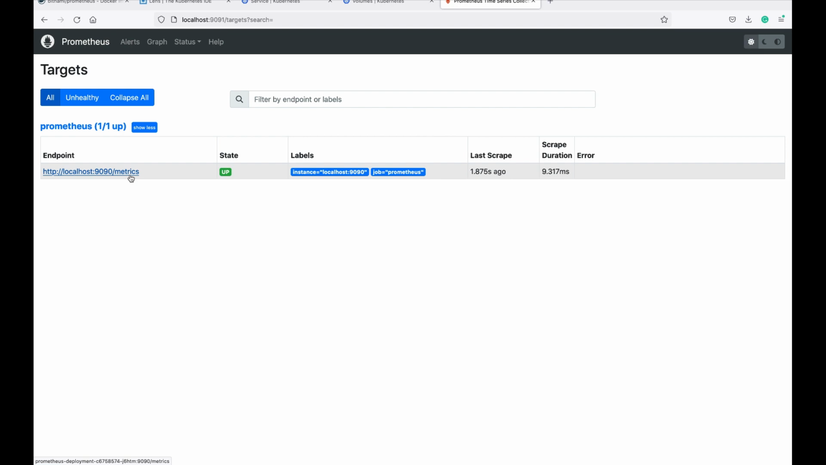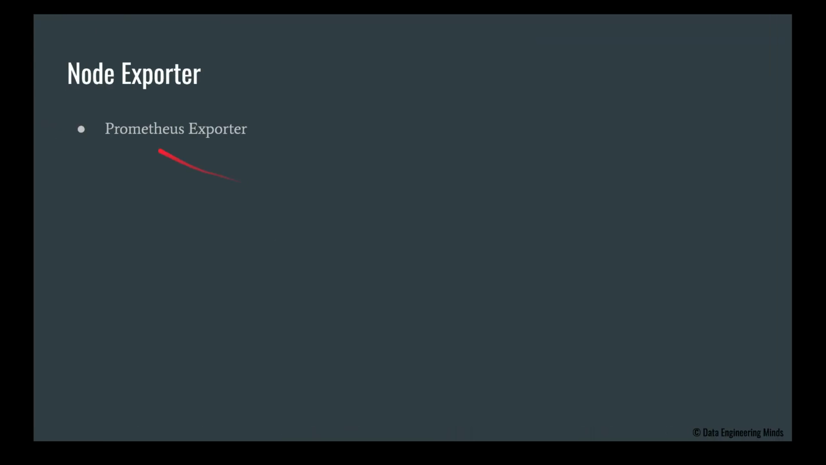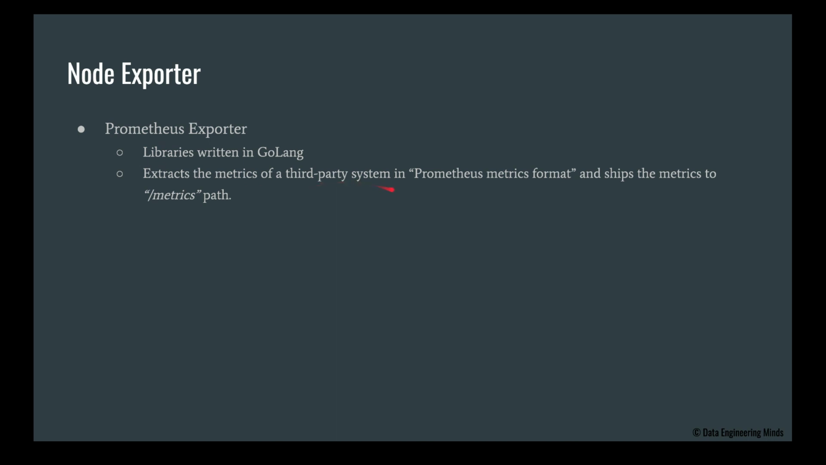So if you want to scrape the metrics or pull the metrics from a system that you want to monitor, then these metrics should be available in the /metrics path in Prometheus metrics format. But not all the systems will be able to ship the metrics in Prometheus metrics format. In such cases, we will use an application called Prometheus exporter. So Prometheus exporters are libraries written in Golang. These Prometheus exporters are used for extracting the metrics of any third-party system in Prometheus metrics format and then ship these metrics to the /metrics path.